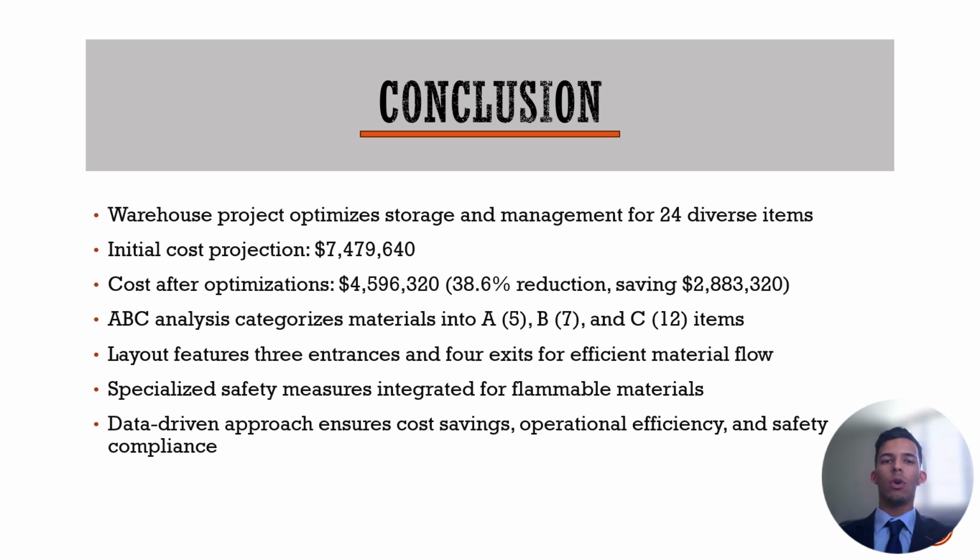In conclusion, this warehouse project optimizes storage and management for 24 items through strategic analysis. Initial projections estimated around $7.4 million in cost, but careful considerations led to a 38.6% reduction, saving around $2.8 million. ABC analysis categorized materials, guiding management strategies. The layout design with 3 entrances and 4 exits ensures efficient material flow. Specialized safety measures for flammable materials were integrated, ensuring compliance with regulations. Overall, our data-driven approach achieves cost savings, operational efficiency, and safety compliance, setting a foundation for continued excellence in warehouse management.